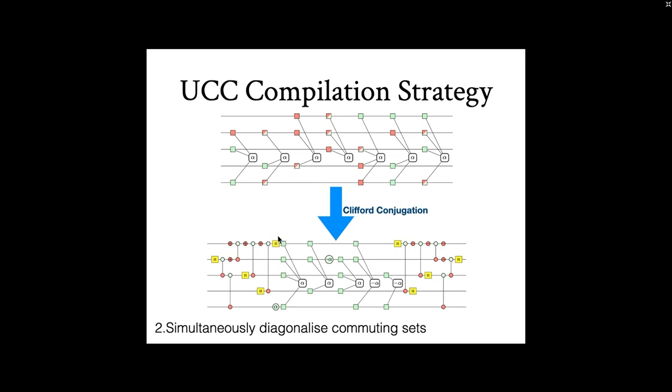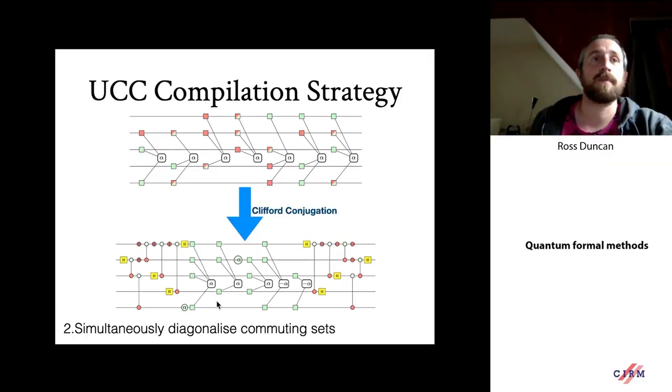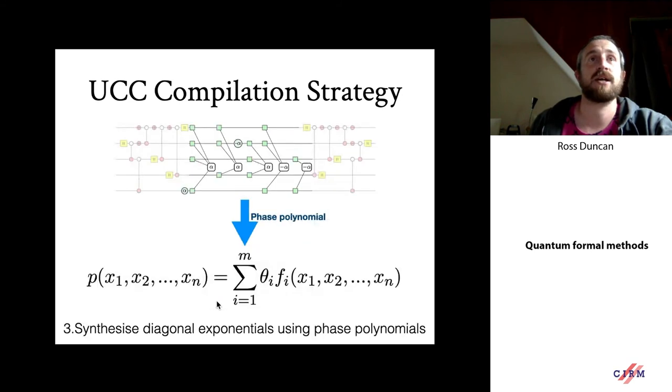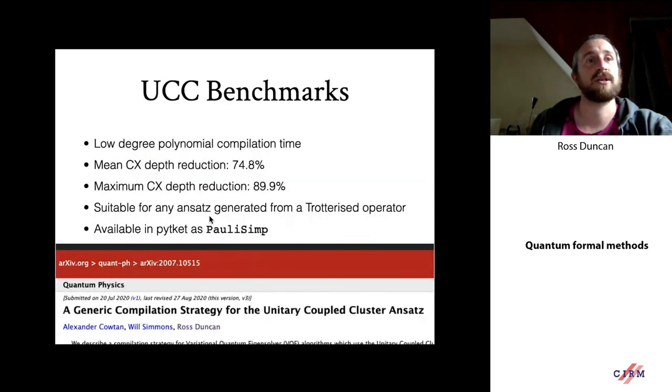And then the last step is to deal with this big phase gadget. But the product of phase gadgets is always a phase polynomial, which is a thing like this. If you haven't met it before, it doesn't matter. But there are quite a few techniques for generating circuits based on a phase polynomial. So we pick the most efficient one available and then build the phase polynomial circuit from this. And that turns out to work very well. So it's fairly cheap in terms of compute time.